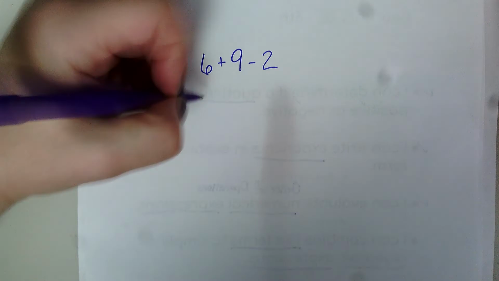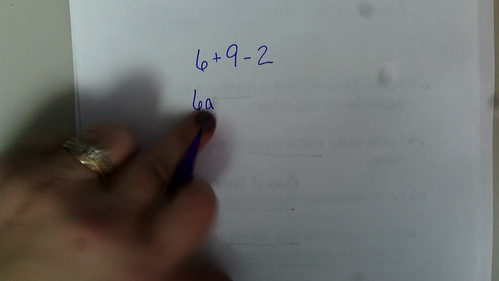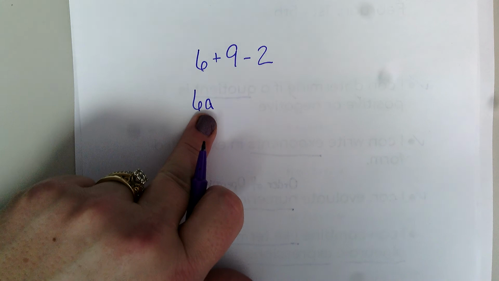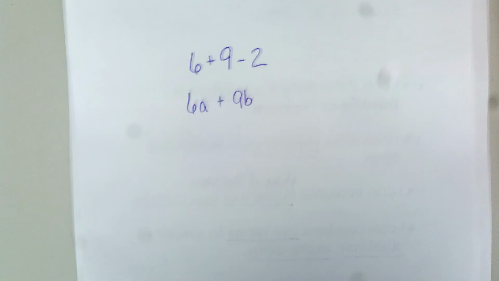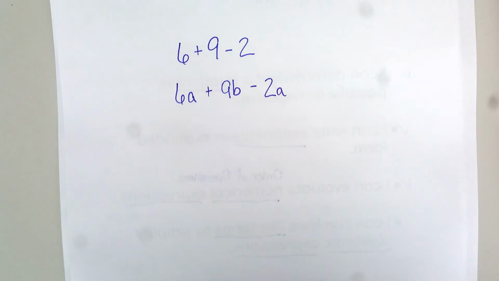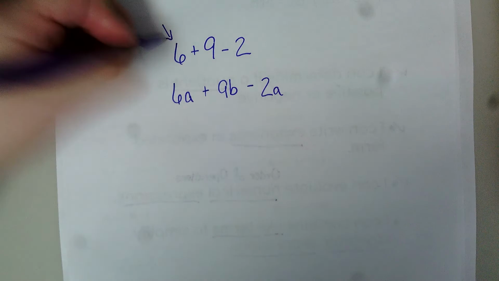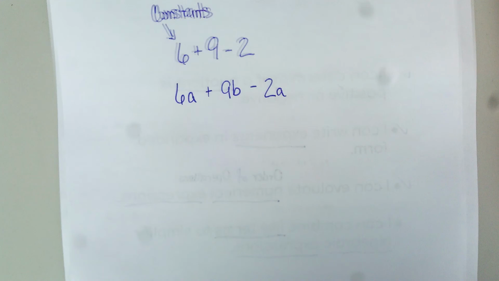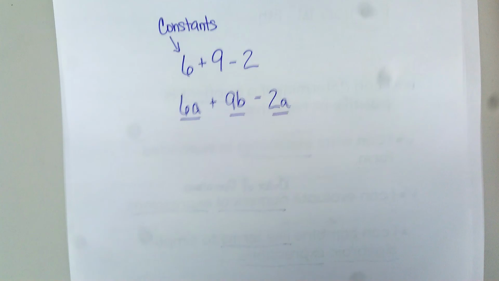Okay? But if we were to say 6a, now we're saying 6 times a number, a variable, that we could replace anything for a. 6a plus 9b minus 2a. Now, this is different. They have different terms. Like I said, these are called constants because they don't change. With this, all of these are called terms.